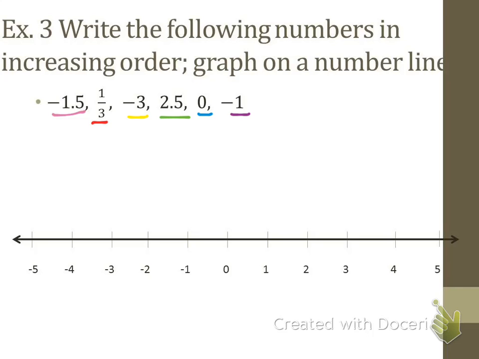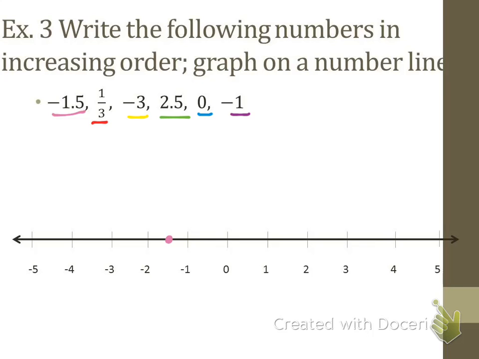All right, so we're going to graph each of these on a number line and then write them from smallest to biggest. Okay? The first number that I have, negative 1.5. Where is that point going to go? In between which numbers? Who can tell me? Very good. Negative 1 and negative 2.